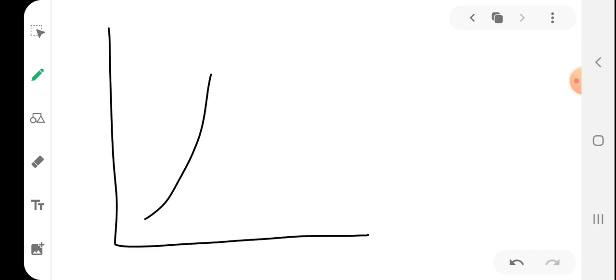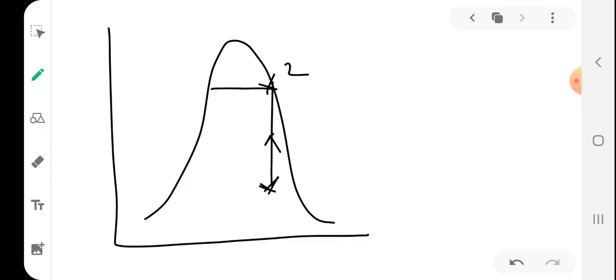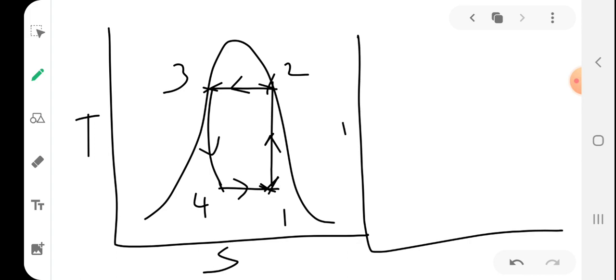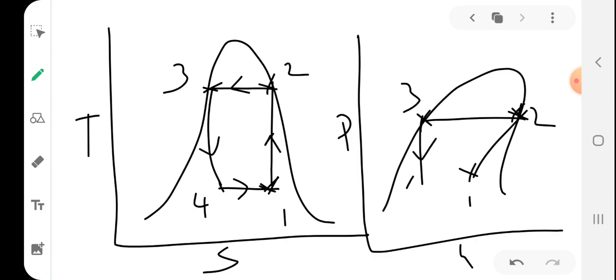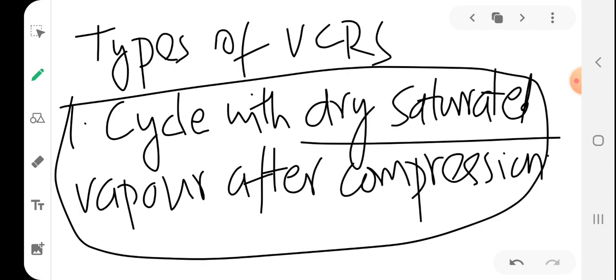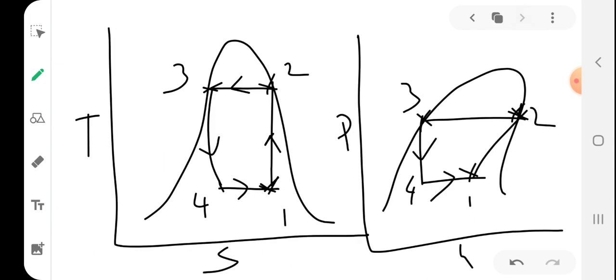So this is the TS diagram. So 2 should be here. So 1 will be somewhere inside the dome. Okay, so 1 will be here. 3 can be here, and 4 will be like this. So this will be our cycle with dry saturated vapor after compression. In the pH diagram you can show it like this. 1 will be here, 2 will be here, and 3 will be here, 4 will be like this, and this will be our first type cycle with dry saturated vapor after compression. Now we will do some problems based on this cycle.